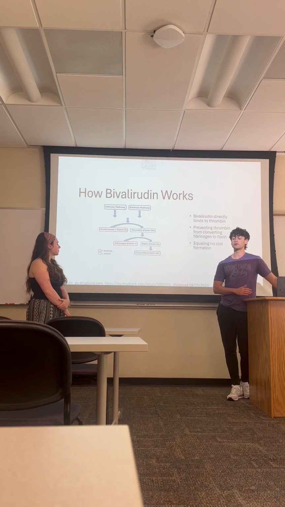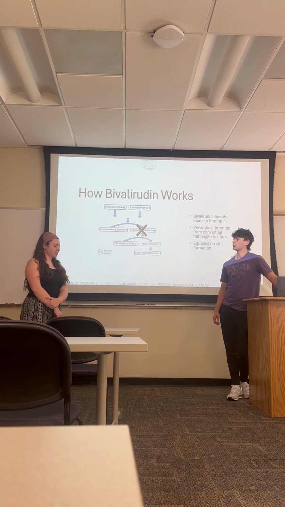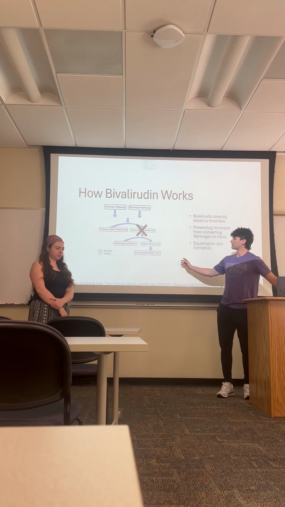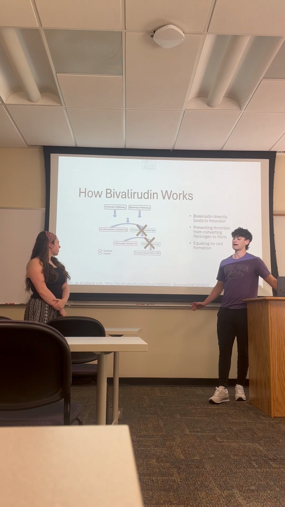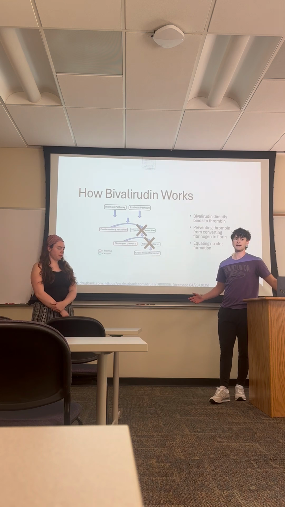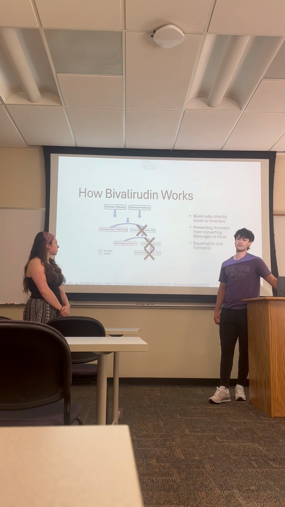So this is where our drug Bivalirudin comes into place. It is an active inhibitor of thrombin, which would then cause this all not to happen. So fibrinogen cannot be turned into fibrin, and that would make that inactive. And without fibrin, we have no cross-linking happening at the site of the blood clot. And so that does not happen either.